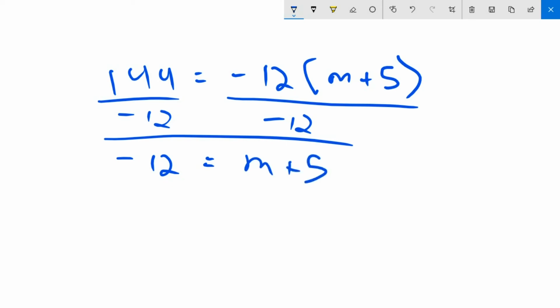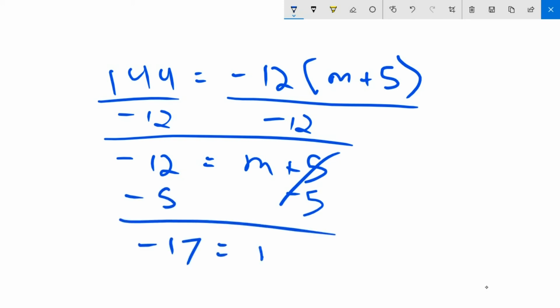Okay, so that was one step. And now, what do we do here? M plus 5. To get m by itself, we're going to subtract 5, of course. Goodbye, minus 5. And then we got negative 17 equals m. So the answer would be negative 17. And that would be the same answer you would have gotten if you did it the other way, but the other way, you have to do more steps.